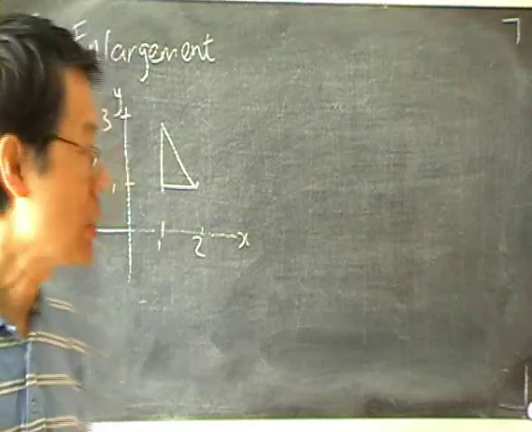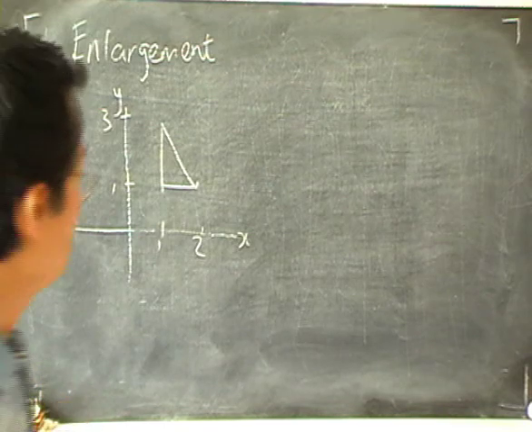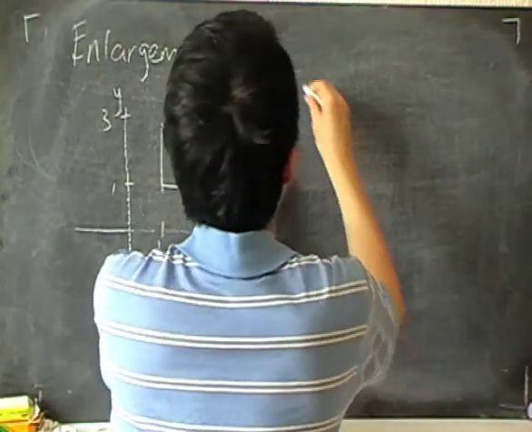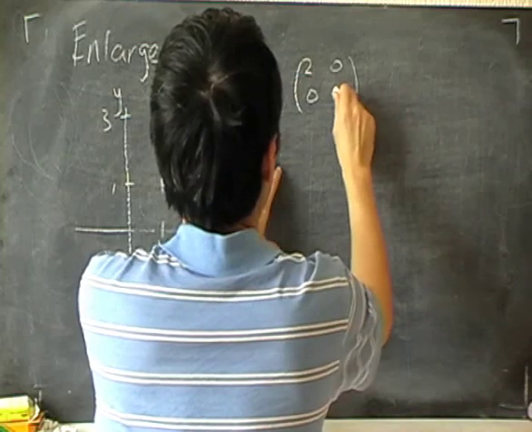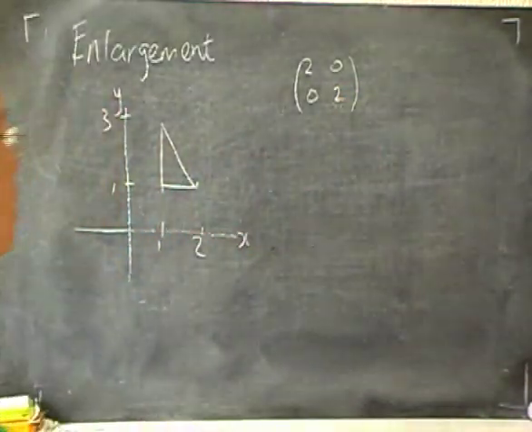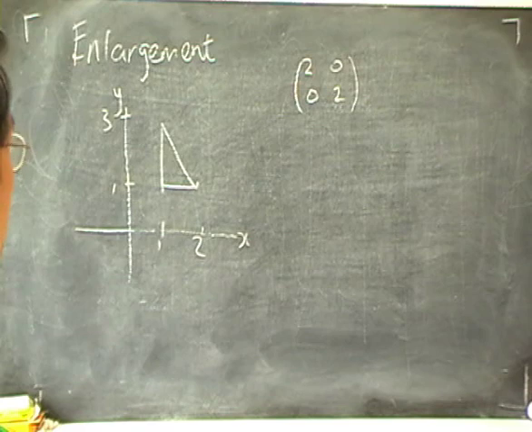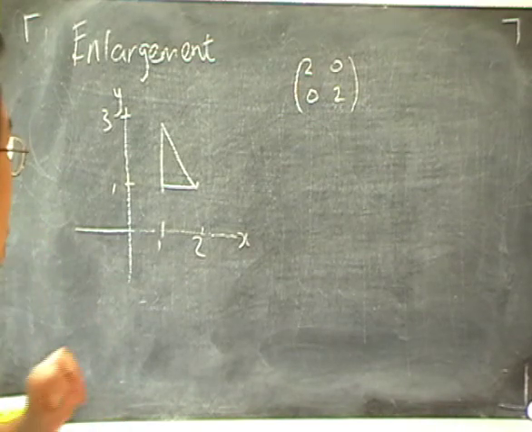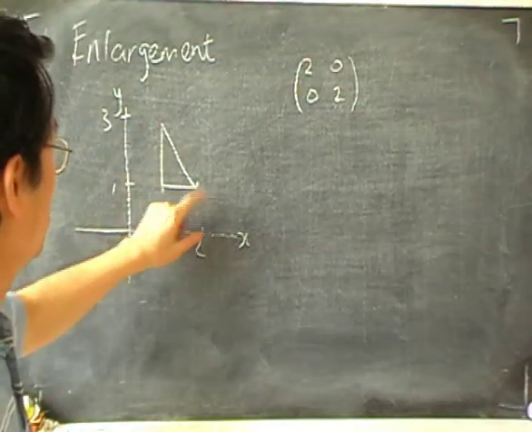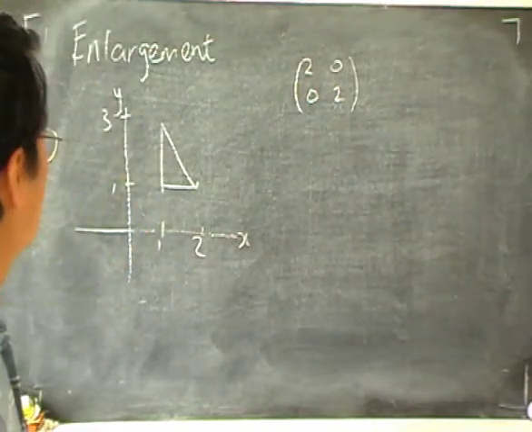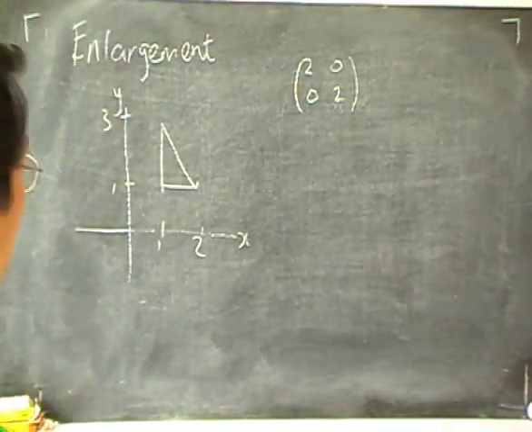The matrix, this time I'll just write down an example of a matrix. Let me look at a matrix like this: 2, 0, 0, 2. Now, I'll explain in a moment how this matrix works. The idea is that if we take this matrix and apply it to each point on the corner of the triangle, it will transform those points to a new position. So let's try that and see what happens.